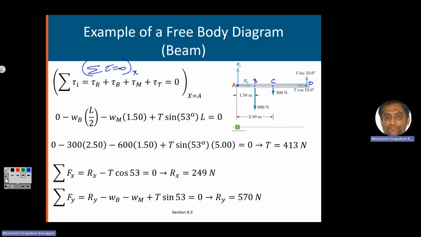Any other point. If it is in equilibrium, net torque is equal to 0 about any point. That is the condition. You cannot restrict to one particular point. It has to be 0 everywhere if it is in equilibrium. But we choose this point. Why? The same reason. I want to end up with an equation with just one unknown. I want to find the tension.